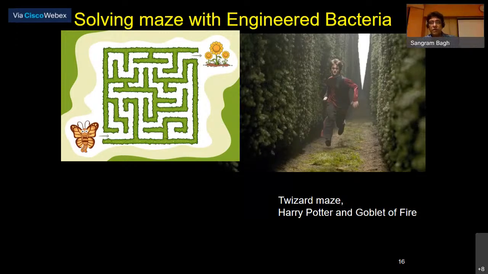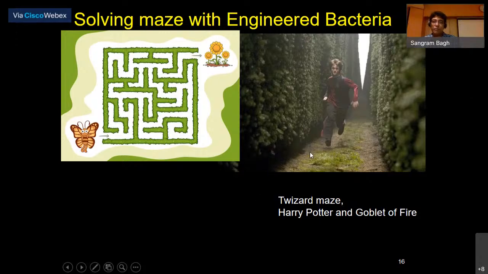What we chose was: can we actually take an abstract computational or mathematical problem and then use the bacteria in distributed computing to solve it? To do that, we have taken a problem which always excites human culture, and that's the maze solver, right? Solving the maze. If you have a maze like this, you have to come in from here and find a way out here.